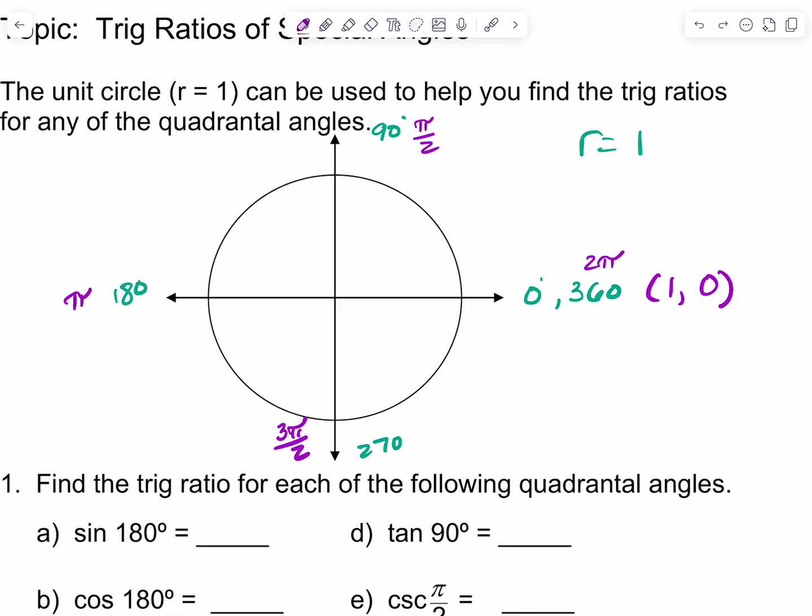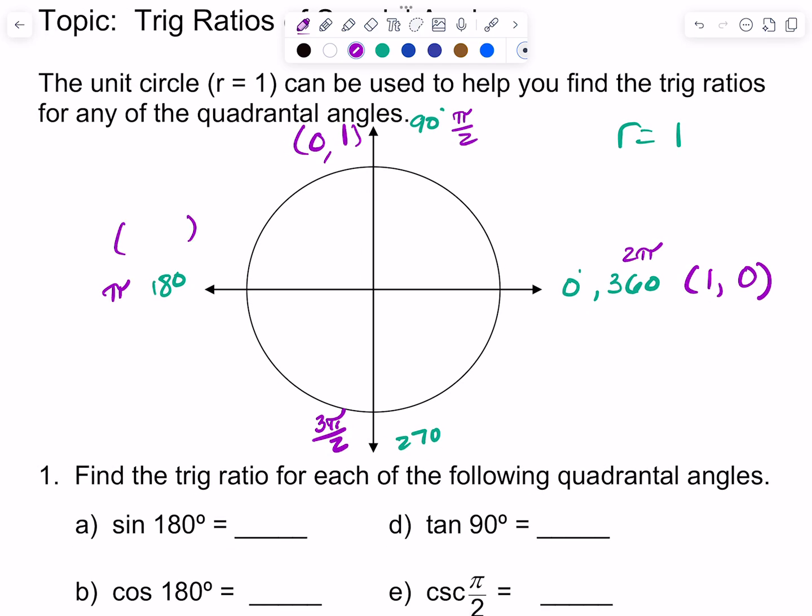If the triangle was up here, straight up, what would be the point up here? Give it to me as a point. 0, 1. Y'all cool with that? See how it's coming together? What would be this one at 180? Think of a line going this way, stopping here. Yeah, negative 1, 0. Good job. I think y'all got it.